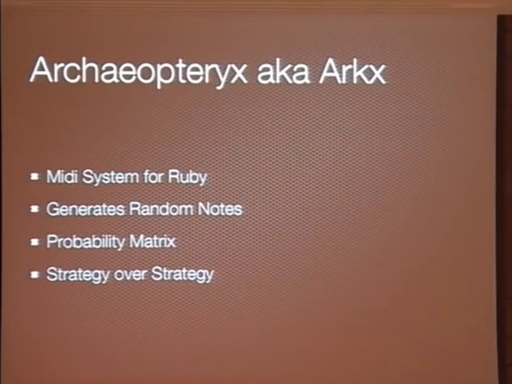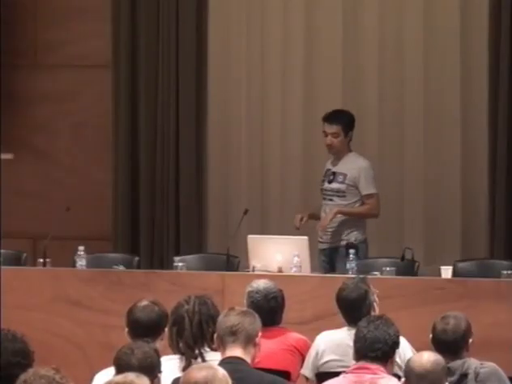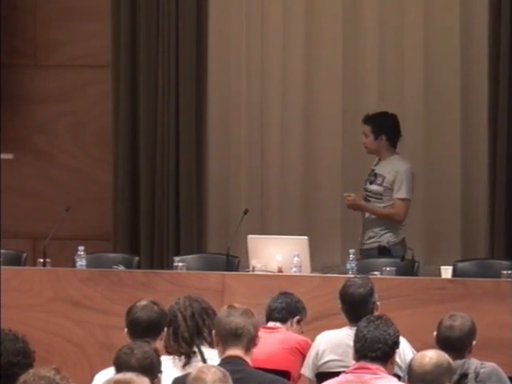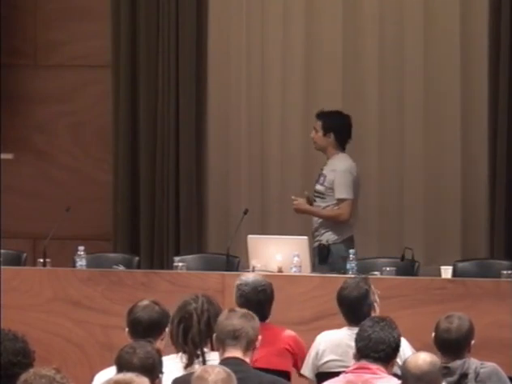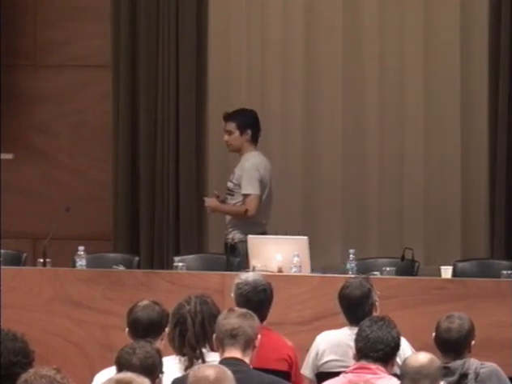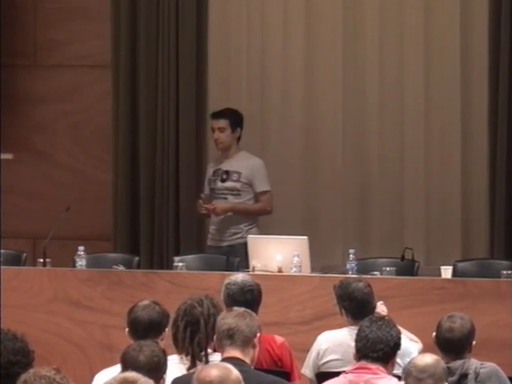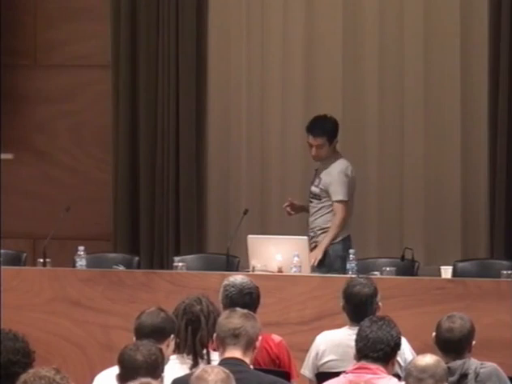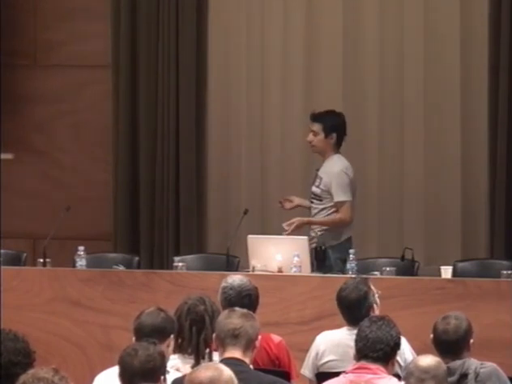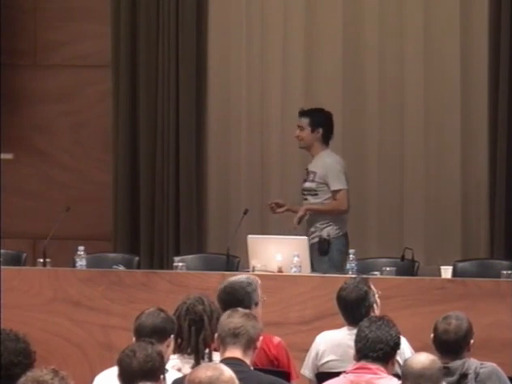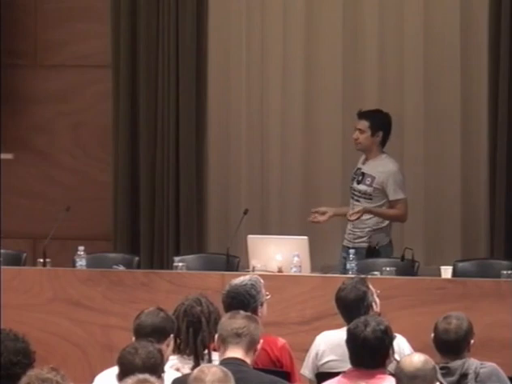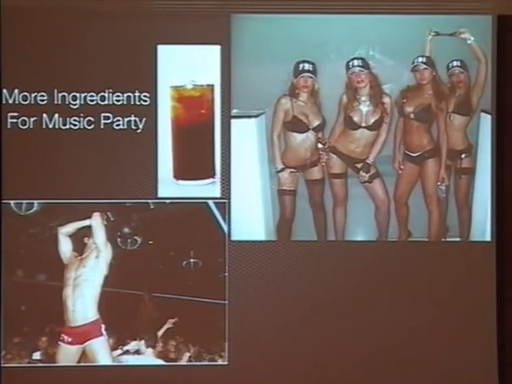As the name suggests, it's like an arc, and it's a MIDI system for Ruby. It can generate random notes with a probability matrix, and it uses the strategy pattern over and over, Gang of Four over Gang of Four. In the code we see how it uses the things necessary for a music party: go-go dancers for men, for ladies, and drinks are necessary.